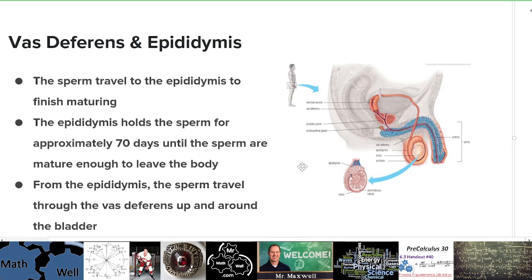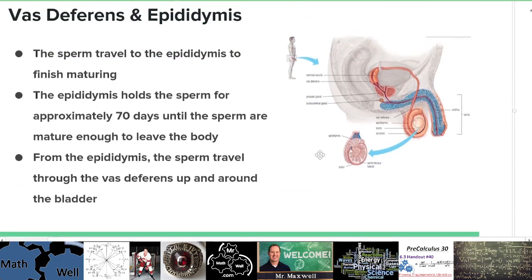From the epididymis, the sperm travel through the vas deferens up and around the bladder. Okay, so sperm is made in the testicle, travels to the epididymis, stays there for 70 days. So what's that? Like 3.5 months until maturity. Then they were able to perform their function, I guess. And then from the epididymis, the sperm travel through the vas deferens, that tube that connects to the penis there.